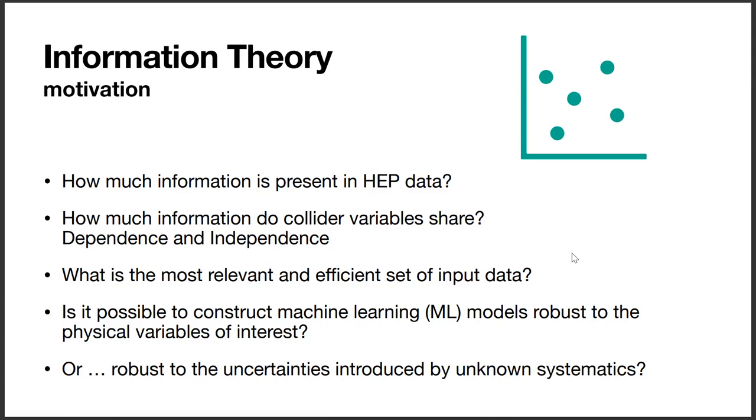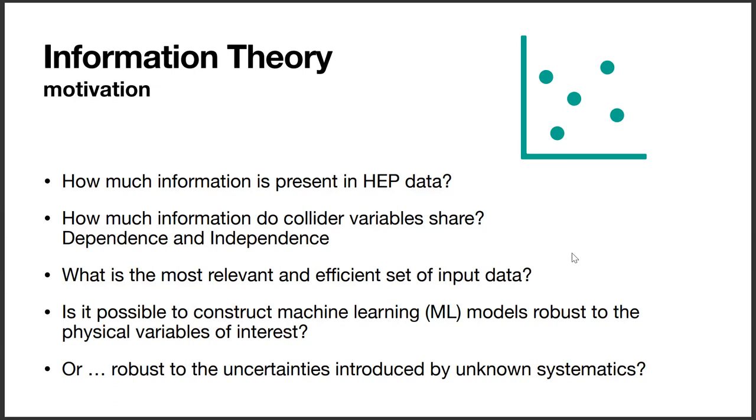And how much information do collider variables share? Meaning that we typically say that for this process, this variable is the most important, and for the other process, that one is important. That came from our intuition in physics for a long time. But we can quantify all these dependences or the redundancy of variables. This dependence and independence is a very important concept in data analysis. And also, what is the most relevant and efficient set of input data? This is exactly what we were trying to do.